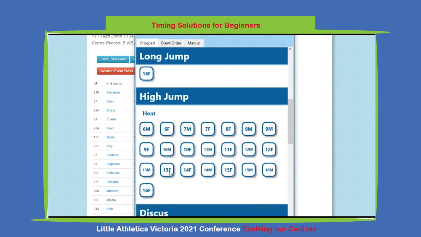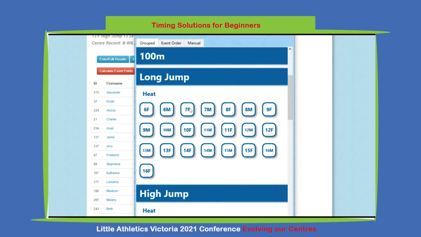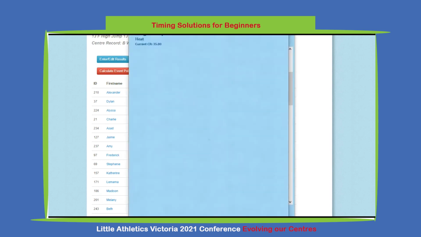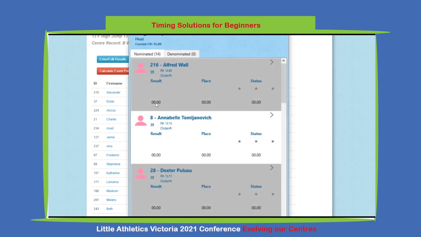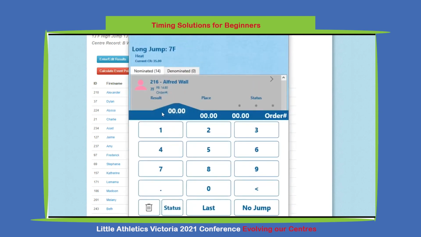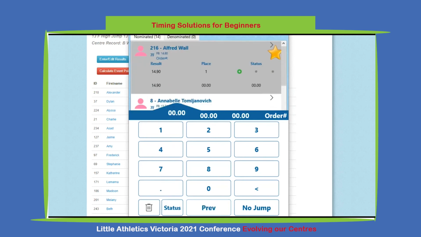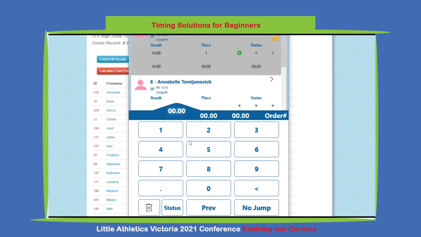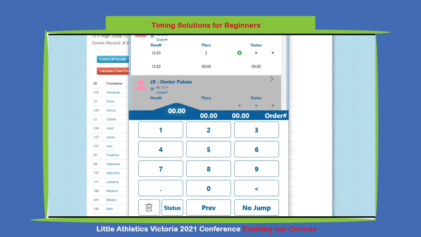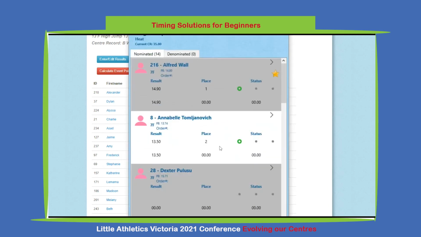Now that's high jump. Long jump, shot put, same sort of deal as far as the way the screen works. You've got your little keyboard that pops up. Here's attempt 1, so Alfred has a PB of 14.8, so let's put in 14.9, and there's a little star, there's a PB. 13.7, so let's make this 13.5 next, no PB star, and so on. So you can see that's how you go through.